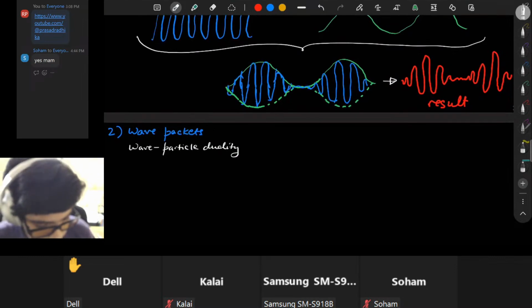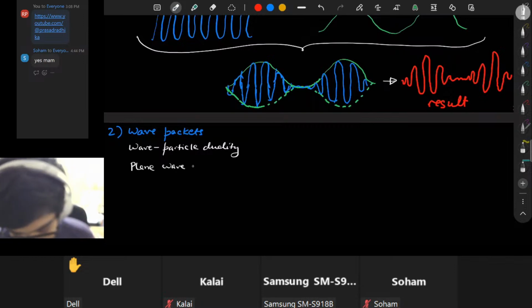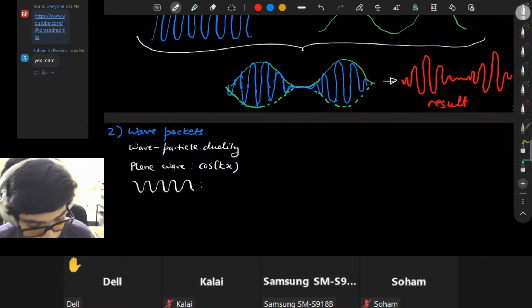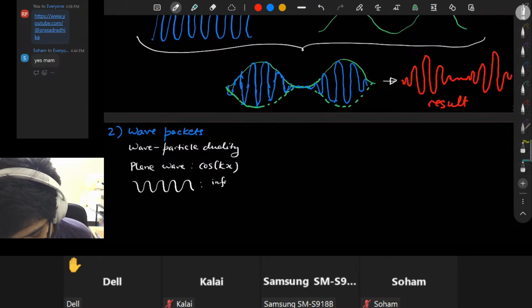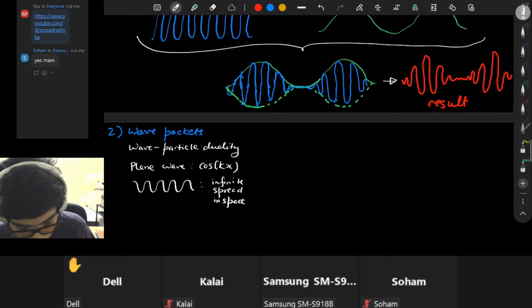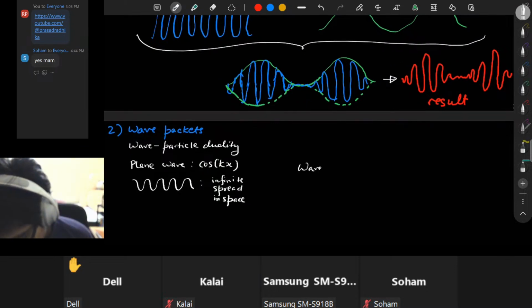And what this says is, let's say we have a plane wave. A plane wave is represented by this cos kx, and it looks like this. This wave spreads out in space, it occupies an infinite amount of space. So there is infinite spread in space. This wave spreads out from minus infinity to plus infinity. It has infinite spread.